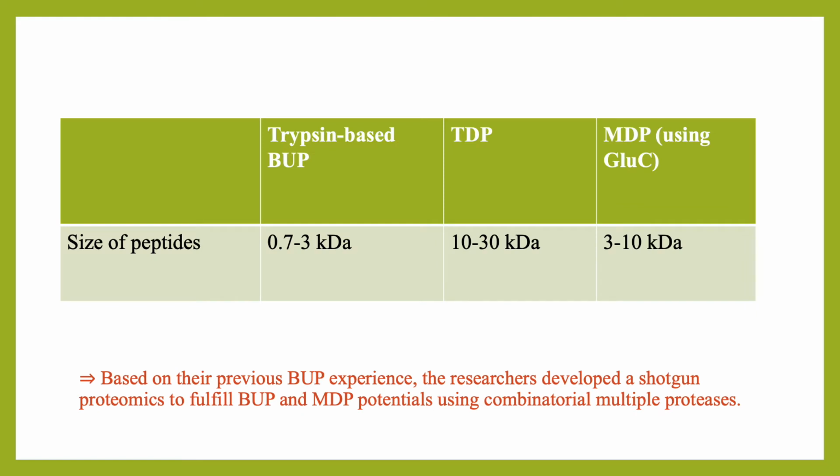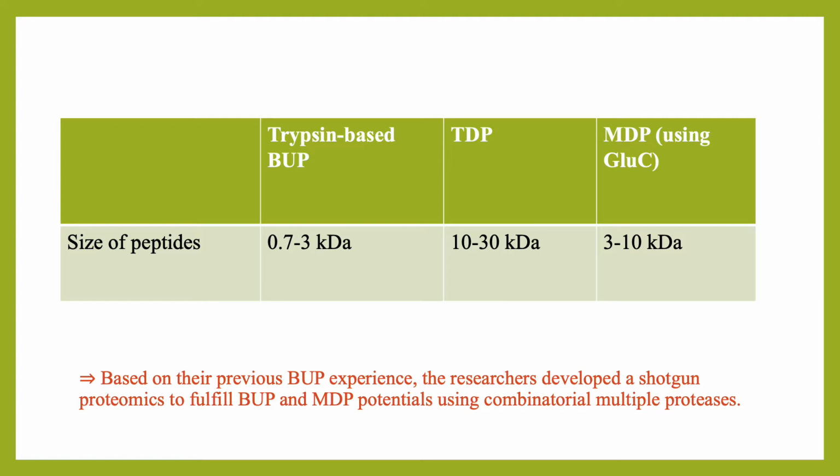Generally, trypsin-based bottom-up proteomics use short peptides from 0.7 to 3 kilodalton, while top-down proteomics typically explore intact protein of 10 to 30 kilodalton. This means that proteins of 3 to 10 kilodalton are not covered by these 2 methods. Nevertheless, this gap can be filled in by middle-down proteomics, which use Glu-C to yield fewer and larger polypeptides spanning from 3 to 10 kilodalton.